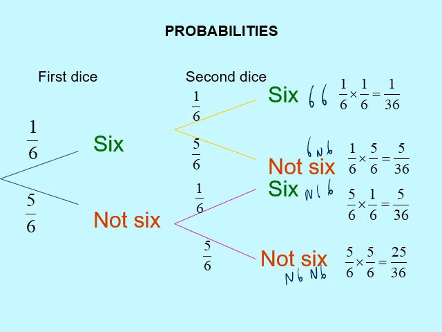So if we wanted to find the probability of getting exactly one 6, we would say which ones of these have got exactly one 6 in. So it would be this one here and this one here. So we would add those two together, 5 out of 36 plus 5 out of 36 to end up with 10 out of 36.